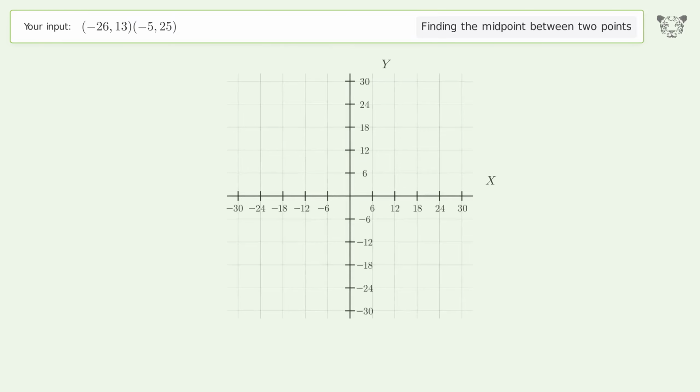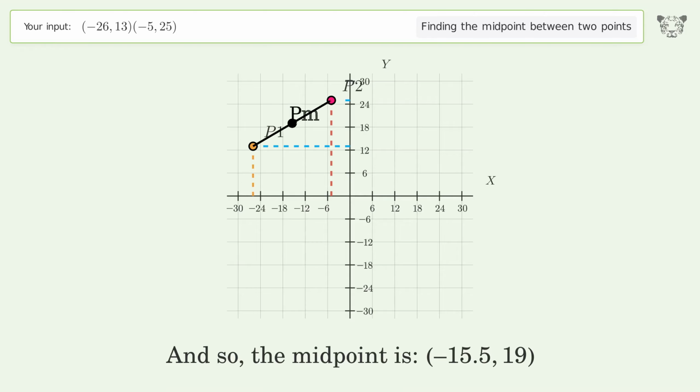And so, the midpoint is negative 15.5, 19.